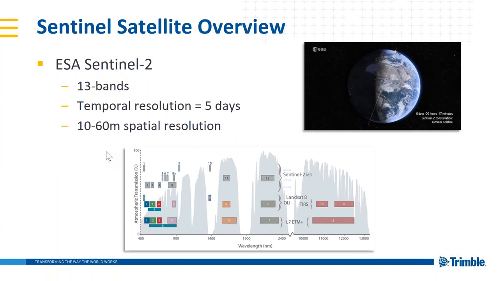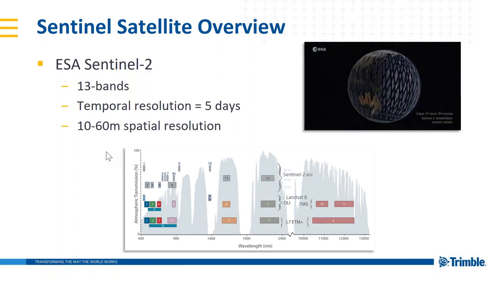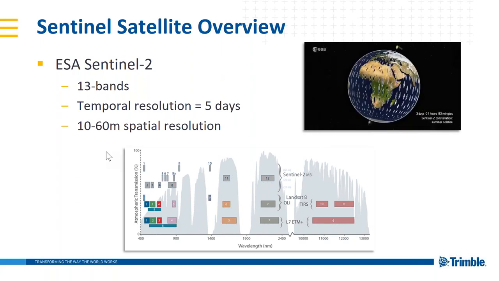The data. So we were using Sentinel-2 data. This is a data set from the European Space Agency. It's an optical satellite, it's actually 2 satellites, and they have 13 bands, so it's multispectral. The temporal resolution is 5 days, so every 5 days you get a new image of your area, and the spatial resolution is 10 to 60 meters.